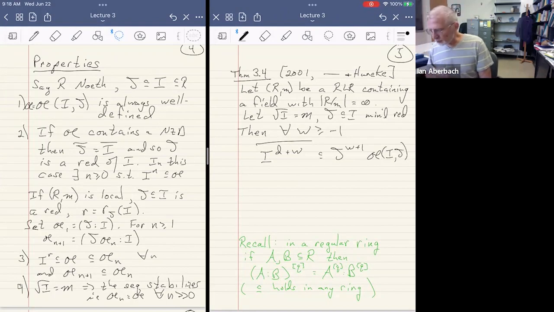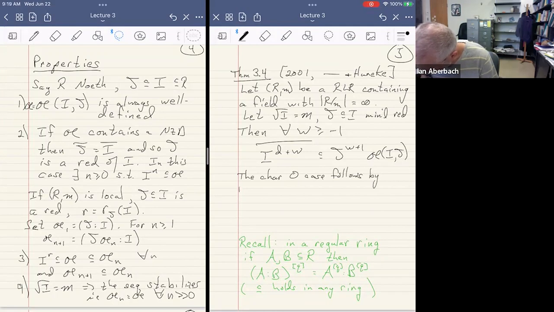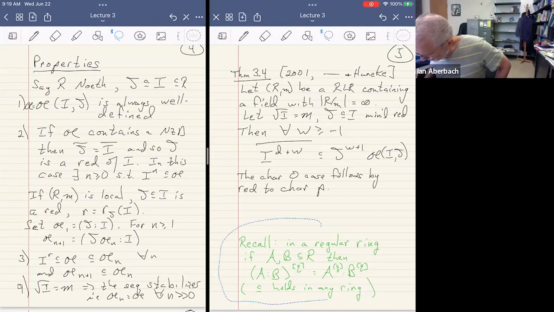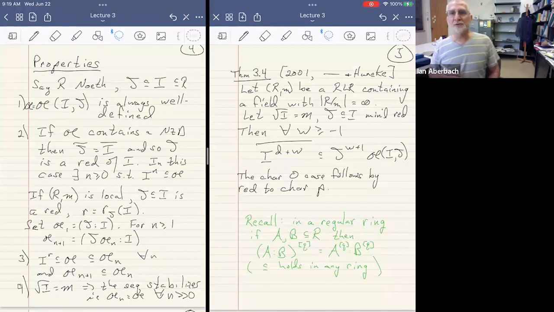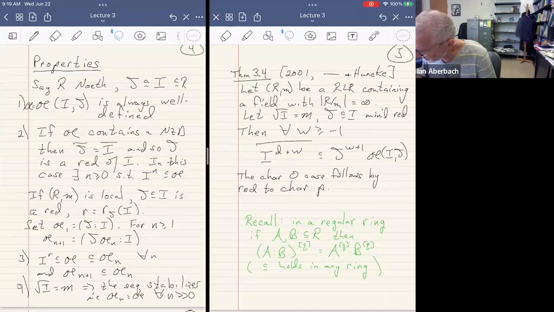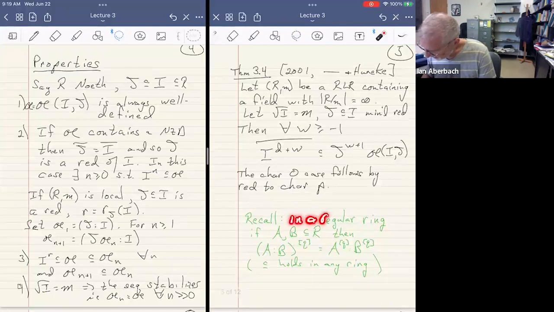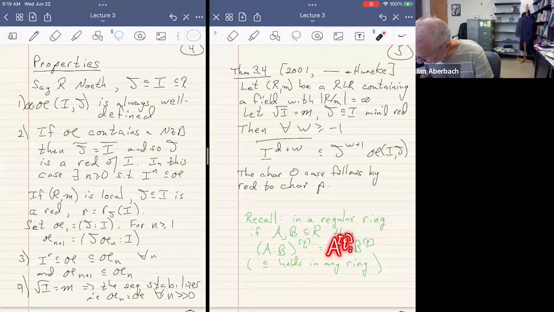Okay. So as usual, the characteristic zero case follows by reduction to characteristic p. So we are going to concentrate on the characteristic p case. And so the biggest tool we want to use here is the following observation. In a regular ring, if we take two ideals, say A and B contained in R, well, we can form A colon B, and we can take the qth bracket power. And that's obviously related to A to the q colon B to the q.